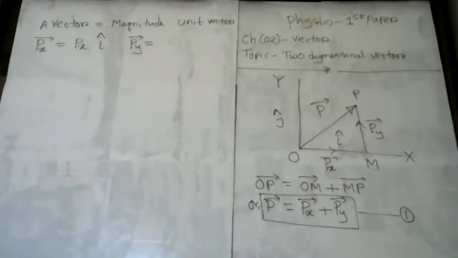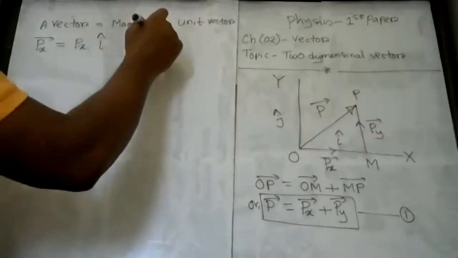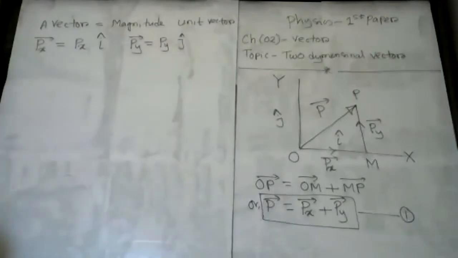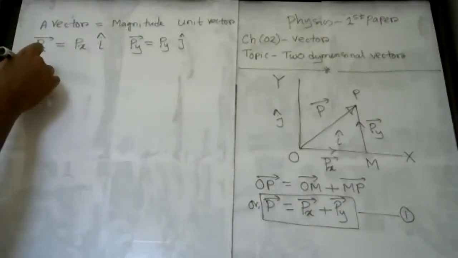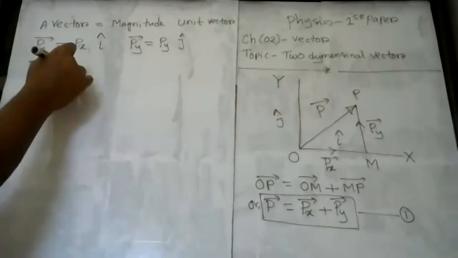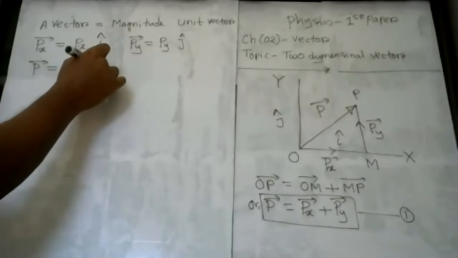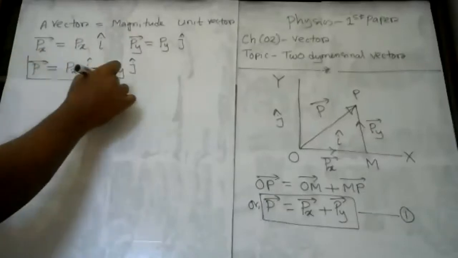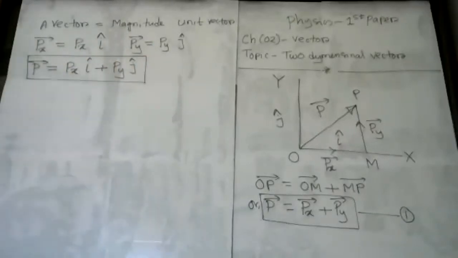Anyone of you? How can I find out Py? So Py hat. Py into j hat. Very good. So it is Py j hat, or j cap. Good. Now, from equation 1, you can say that this vector P will equal, at first, Px i hat plus then what? Py j hat. So this is the equation for the case of a two-dimensional vector.